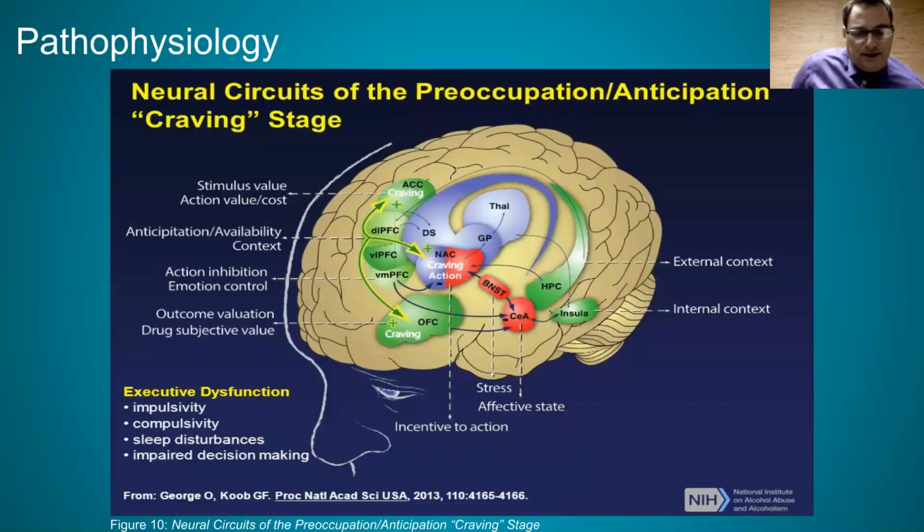So pathophysiology, this is going back to the motivation and reward network. This is a very busy slide, and I'm not going to really go over it in any detail, but this is mostly to show some of the structures of the motivation and reward system, and some of the pathophysiology that occurs in SUDs.